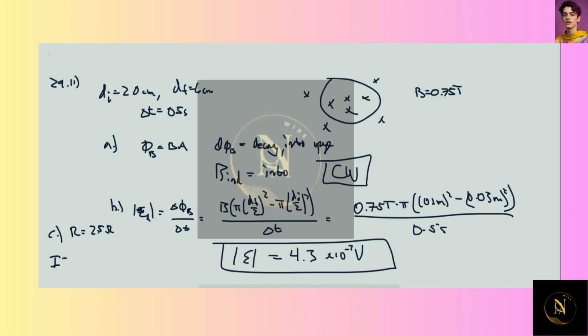Well, the current here is just given by the EMF over R from Ohm's law. So that's 4.3 times 10 to the negative 2 volts over 2.5 ohms. And we get an average induced current of 1.7 times 10 to the negative 2 amps. Cool.